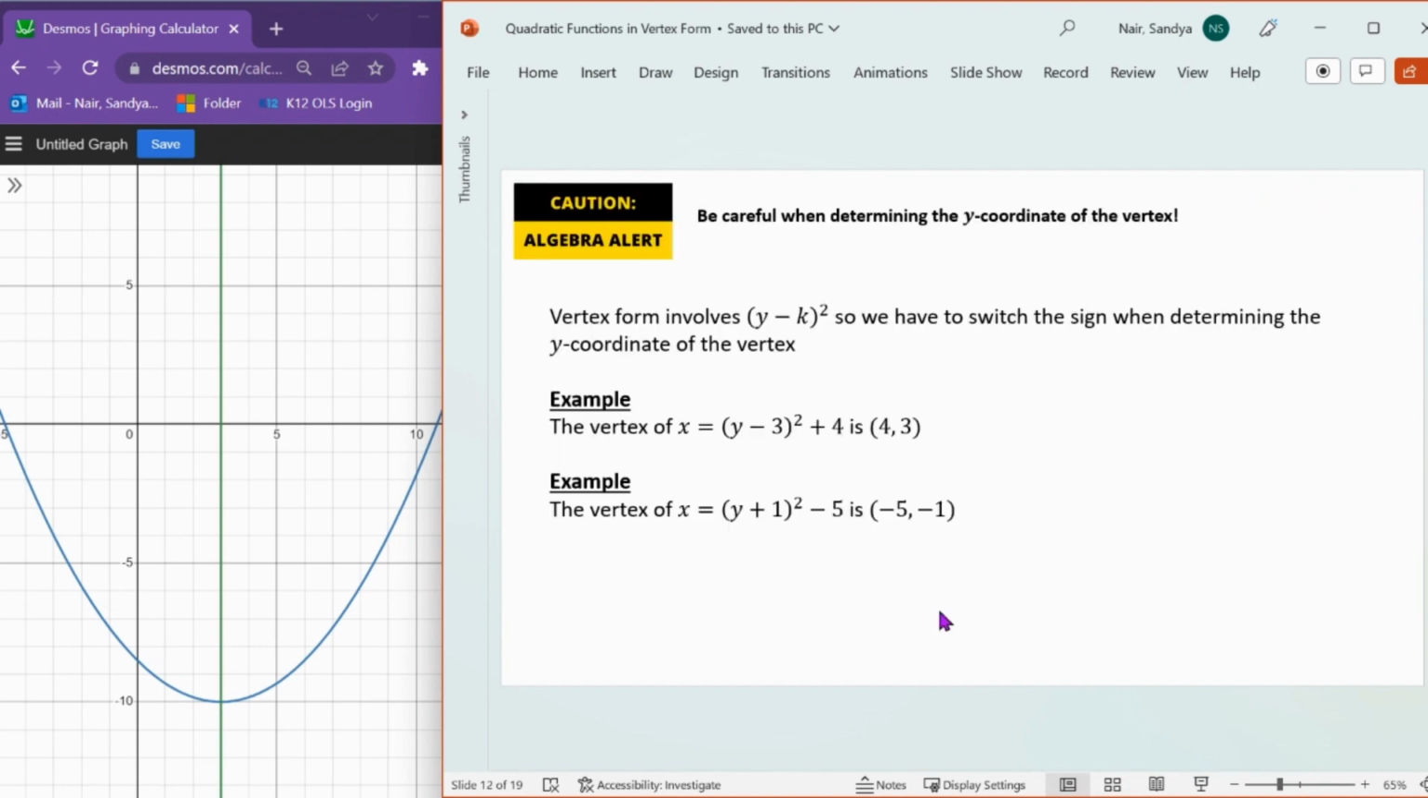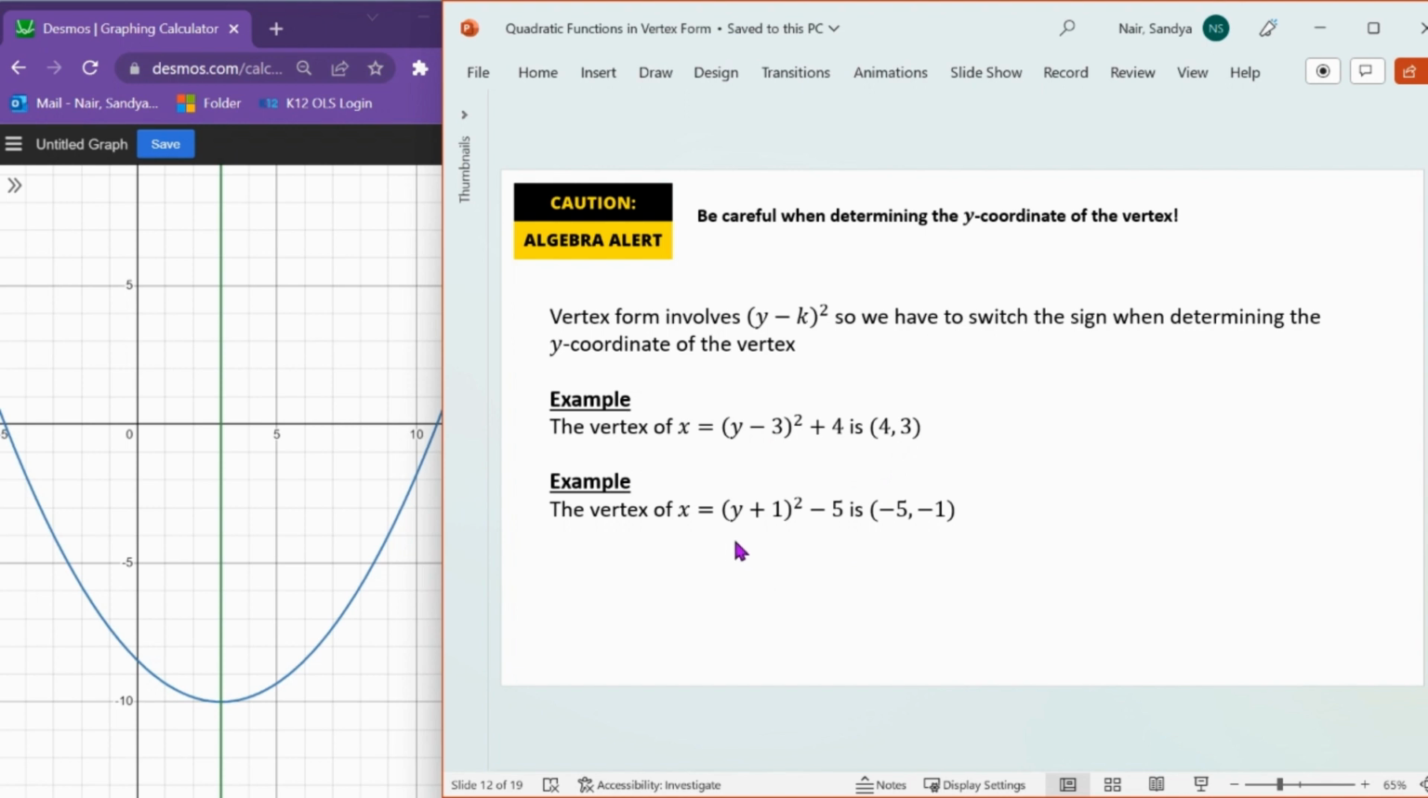So once again, I just want to remind you to be careful when determining the y-coordinate of the vertex. Since vertex form involves (y - k) squared, we have to switch the sign when determining the y-coordinate of the vertex. So for example, the vertex of x equals (y - 3) squared plus 4 is going to be at (4, 3), because h is the term on the outside, and that 3 has a minus in front of it, so we have to switch that sign when writing the vertex.